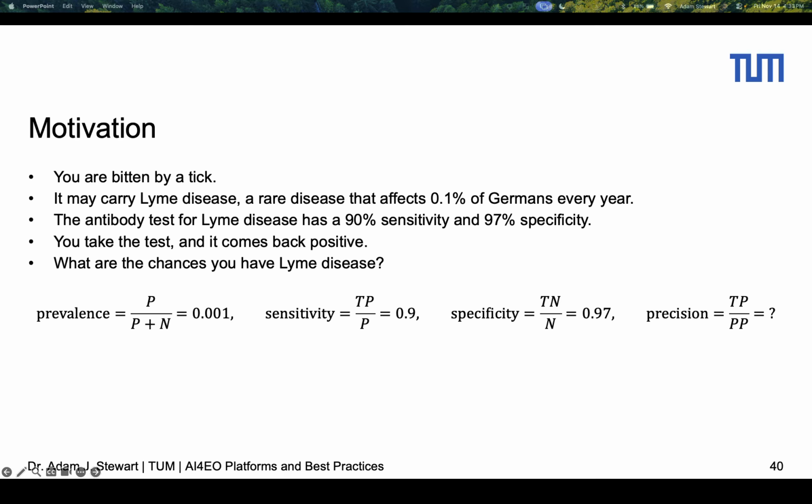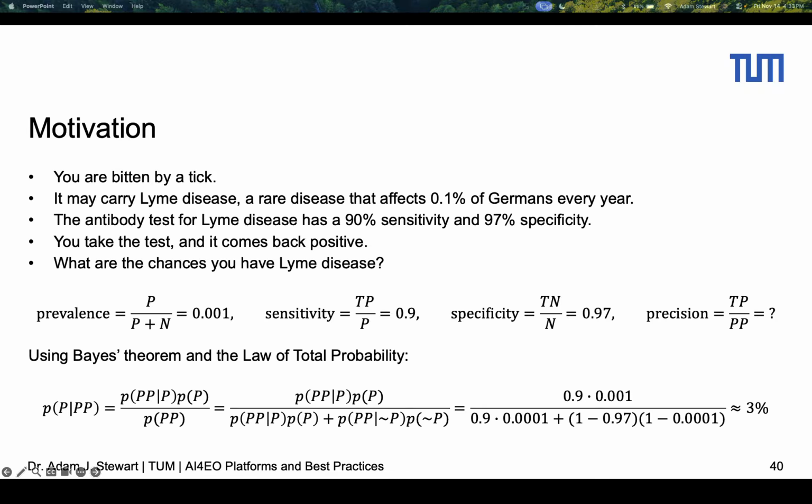So now we have all the pieces to the puzzle that we need. How do we solve this? We actually use Bayes' rule, which you might have learned before, and we use the law of total probability, and we get 3% likelihood that given a test that says I have Lyme disease, I actually have Lyme disease. So two of you, I think, were right, but that was just by random chance.